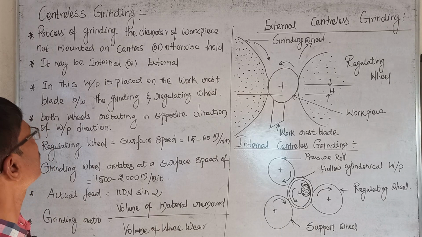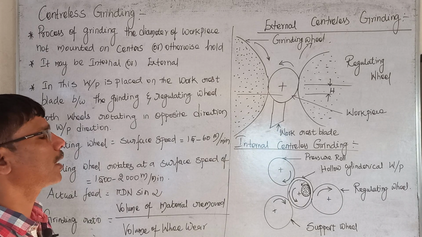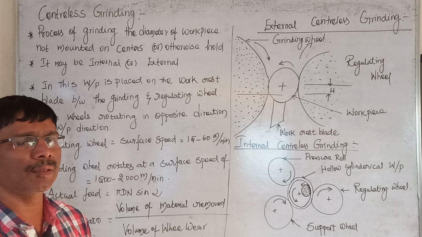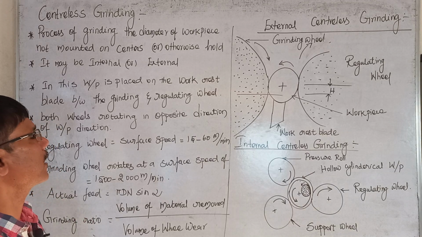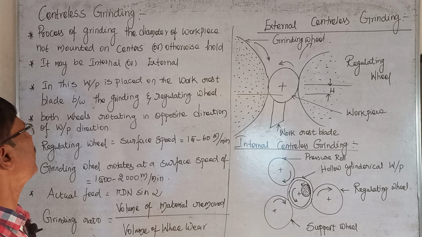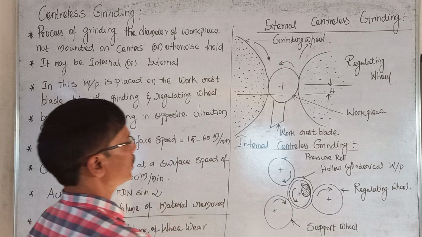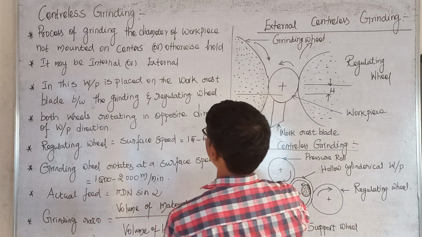Next, we are going to know about centerless grinding. It is a process of grinding the diameter of a workpiece not mounted on the center. In cylindrical grinding, the workpiece is mounted on the center. In centerless grinding, it is not mounted on the center, but otherwise held. It may be internal or external. In this, the workpiece is placed on the work rest. So, this is the work rest. The workpiece is placed on the work rest.